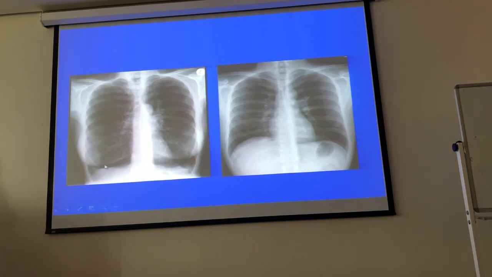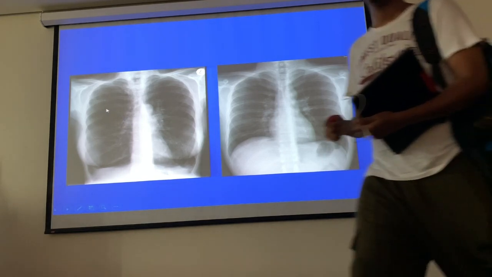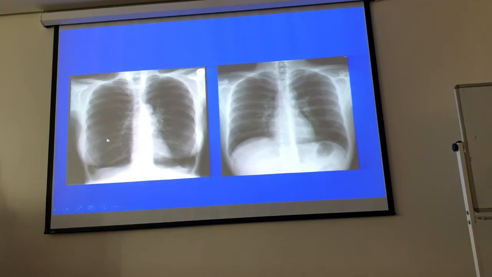If you look at the left part of the chest, you see these bronchovascular markings? Yes. And look at this portion. Do you see any lung marking here? No. So this is a big bulla. This is bullous formation. What's a bulla like? You'll come to know in a while.